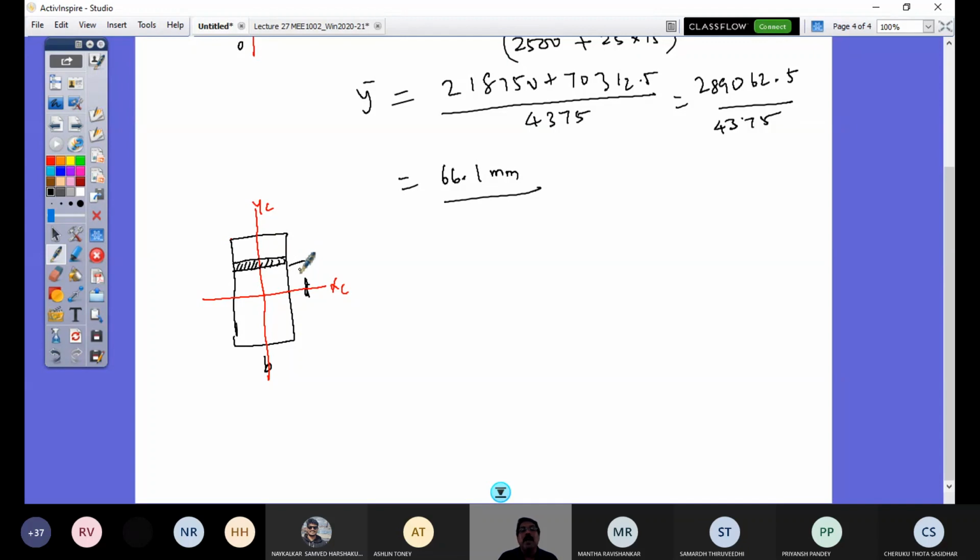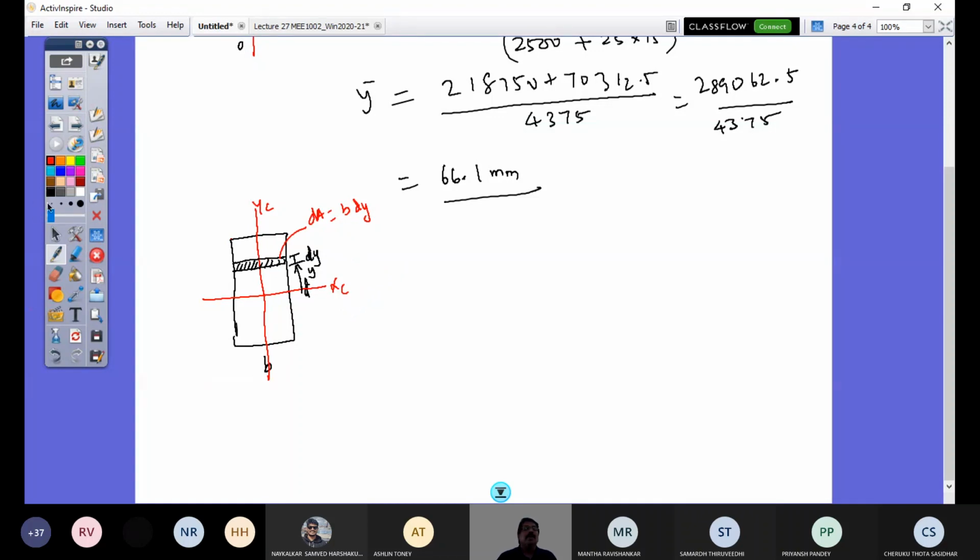At a distance y, with the width of the area dy. So what is the dA of this area? The width is b and dy. So b dy is what is dA of this area.